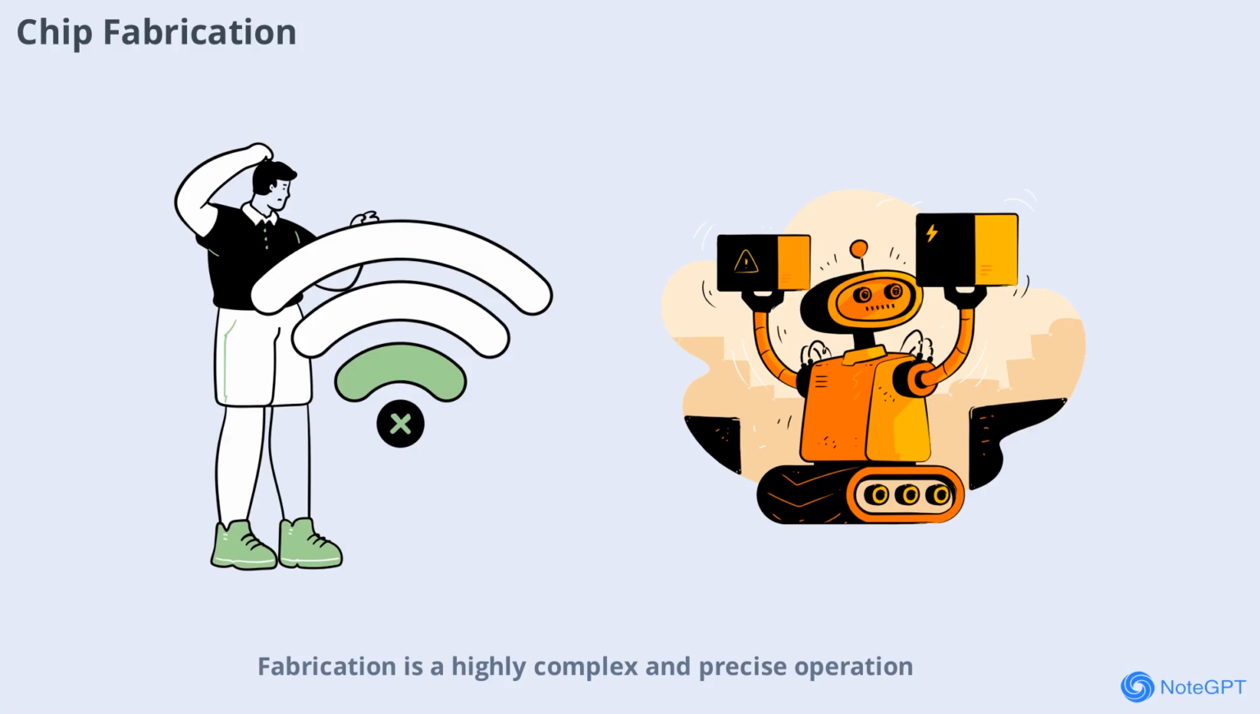Fabrication is a highly complex and precise operation, requiring cleanroom environments and specialized equipment. The result is a wafer containing many identical chips, which are then cut, packaged, and tested. Fabrication is where the design becomes a tangible product.